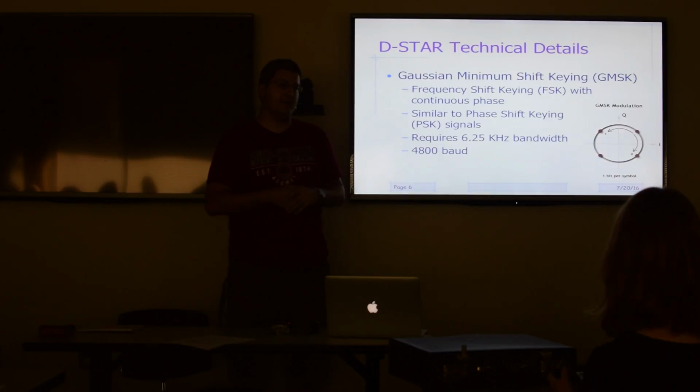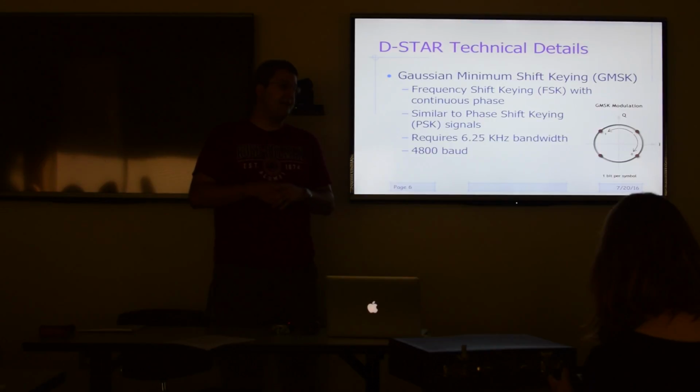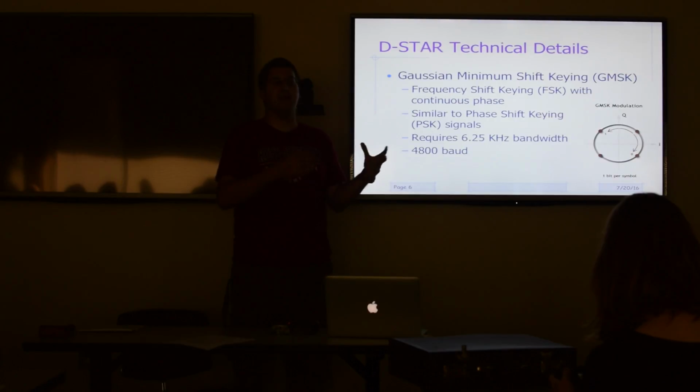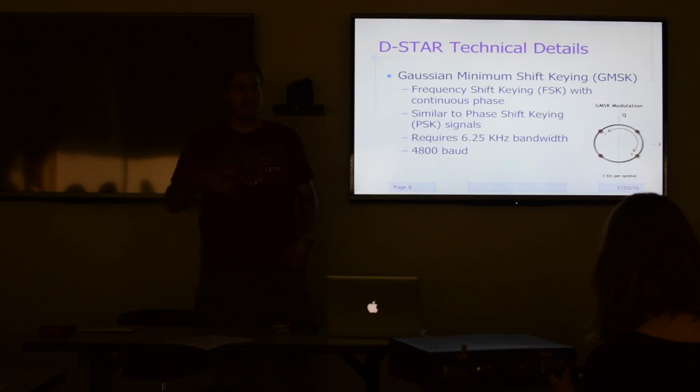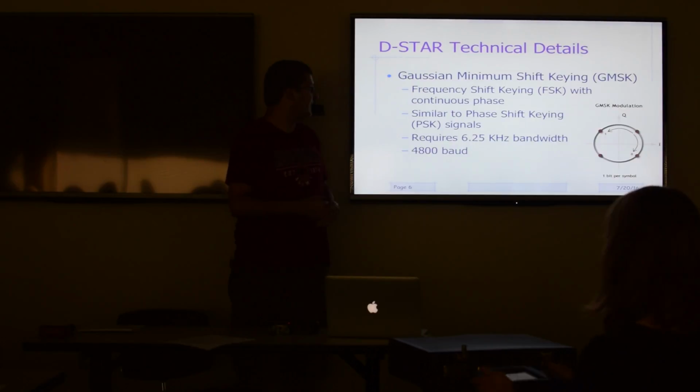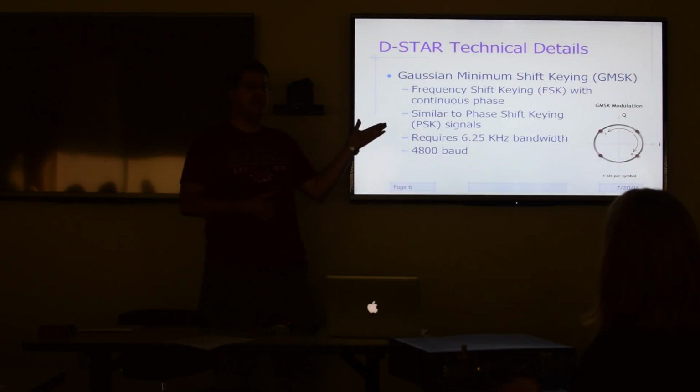Is this the Gauss that invented integral calculus, or something to do with that? It's named after him, not because of the keying. The reason why it's called the Gaussian minimum shift keying is because the first step of it is running through a Gaussian filter. And then you go into your MSK. But really, it's a frequency shift keying.